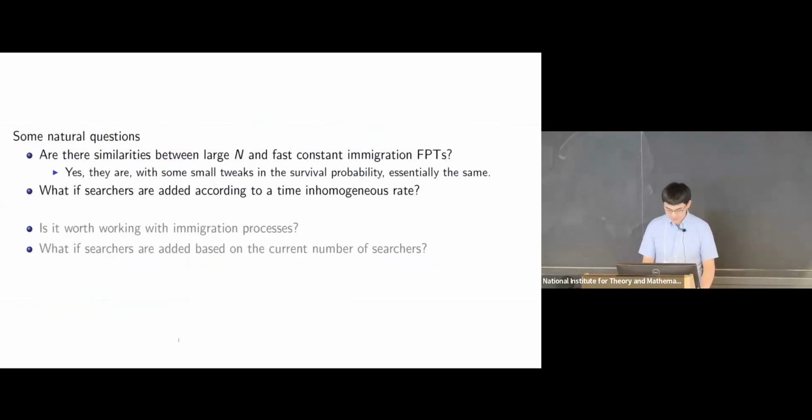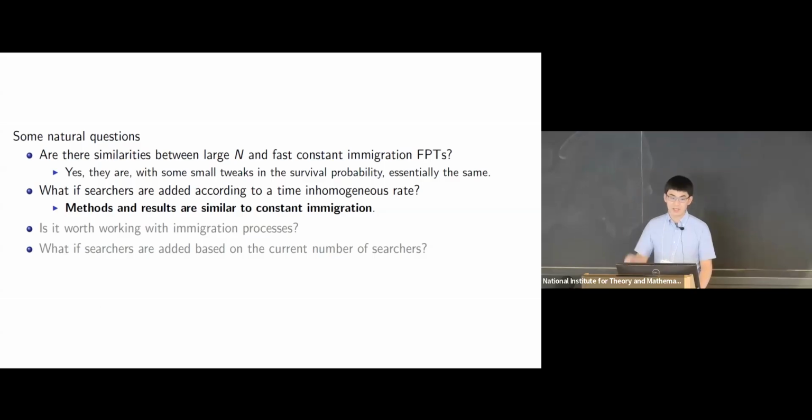Okay, that's that. So when searchers are added with the time inhomogeneous rate, your methods and results in some sense are pretty similar to constant immigration. You get this slight tweak once again. And by the first point, therefore, it's also fairly similar to the methods and results for large N.